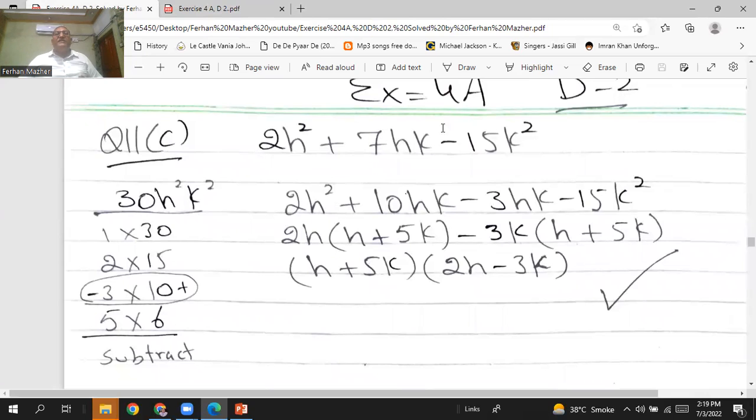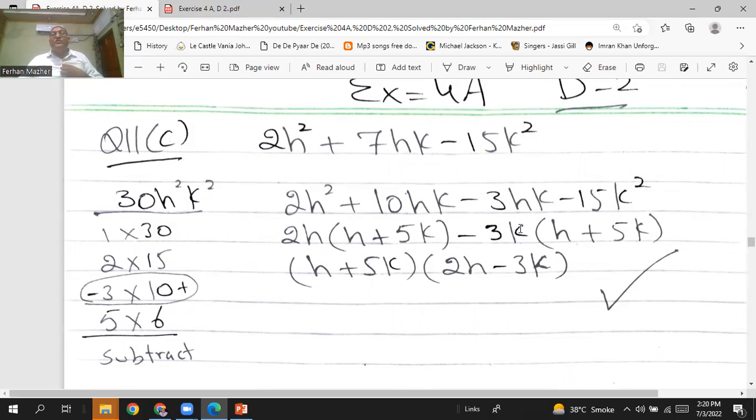Because with the third term we have a negative sign, I will write here subtract. I will choose that pair which by subtraction will give me plus 7. So 3 and 10 is that pair. Because you want positive, with the larger number put a positive sign, and with the smaller number put a negative sign. So you will have 2h square plus 10hk minus 3hk minus 15k square. From the first two terms, you can see 2h is common. Divide 2h square by 2h, you get h. Divide 10hk by 2h, you get 5k. From the last two terms, you can see minus 3k is common.